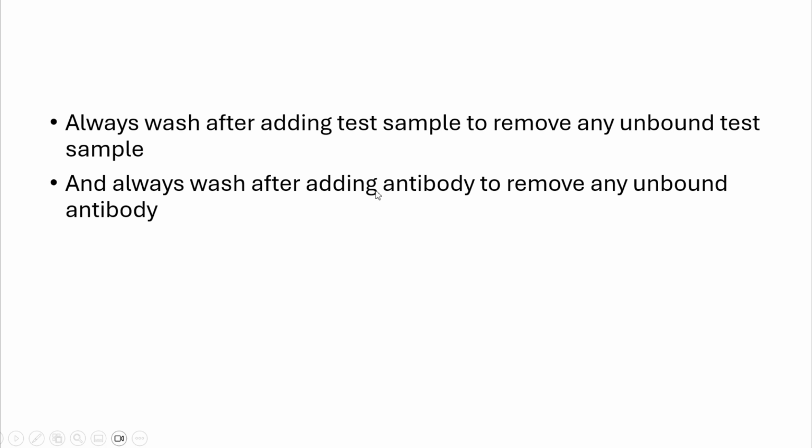Always, when you write it in the mark scheme, or when you're writing it in the question, always mention that you have to wash after adding the test samples. After you add the blood, you obviously wash it to remove any unbound test sample, any unbound antigens. And also you wash after adding the antibody. So when you add that second antibody, you also need to wash it to remove any unbound antibody.